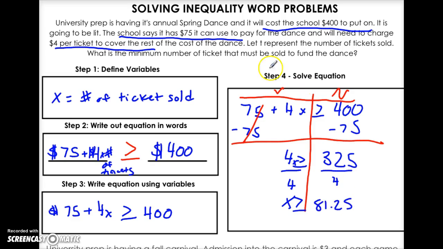81.25. Now this is where you really got to start thinking. The number of tickets sold has to be 81.25, right? But you can't sell 0.25 tickets. So if the question is asking how many tickets you have to sell, well, 81 wouldn't be enough. So the real answer is going to be 82, because you need full numbers of tickets. Don't forget that. You can't sell a quarter of a ticket. So sometimes you really got to just round up to 82.